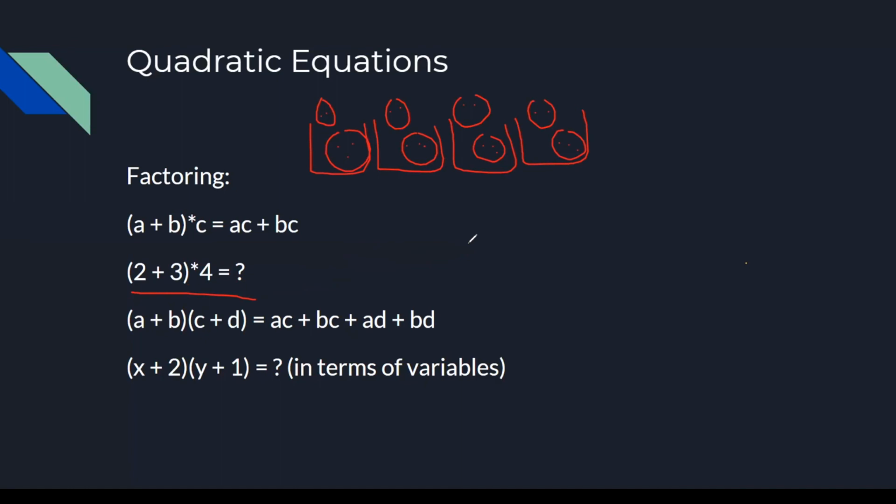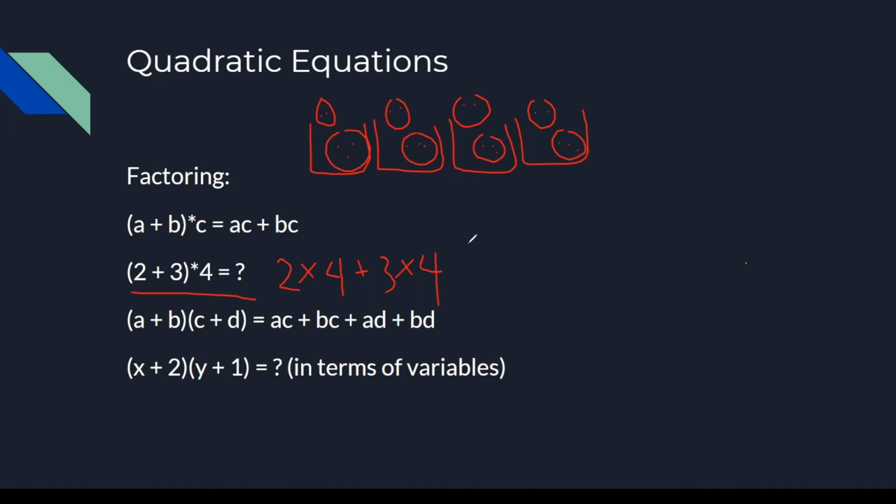Because you have 5 apples in each crate, or 2 plus 3 apples in each crate, and then you have 4 crates total, right? So this is what 2 plus 3 in parentheses times 4 represents visually. Now, this one, based on this equation, can be written as 2 times 4 plus 3 times 4.